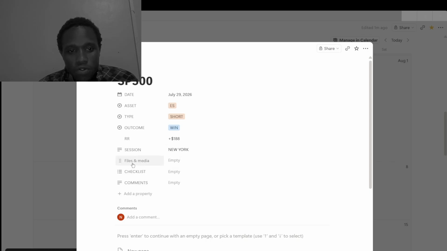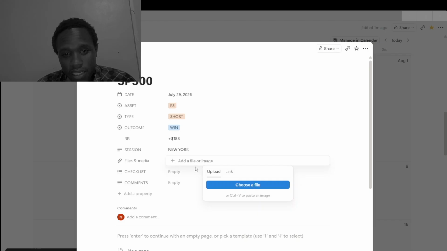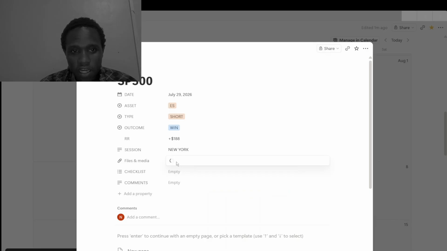Then I will go to the next section, which is files and media. As I have told you, I add the screenshots of the trade. My first screenshot is when I took the entry, or close to where I took the entry, because sometimes you're not able to take it as quickly as you are also trying to take entries on MT5. Your priority is not taking screenshots, it's taking the entries. This was the first screenshot that I took at 4:48, so we will add that. And then I will show you when it opens over here on Notion.